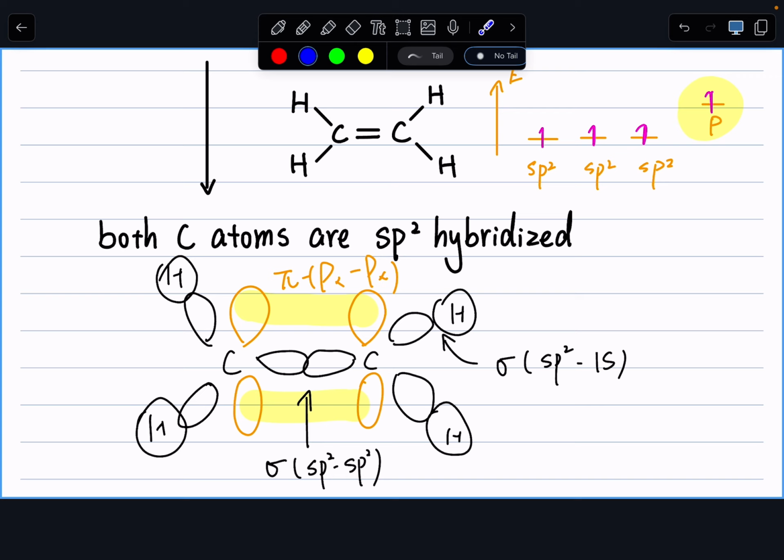That's why later on when we talk about alkene chemistry, we see these pi electrons are nucleophilic, because they are pretty exposed and ready to react with an electrophilic center. Knowing where these pi electrons are is important, and that's why we're talking about it right now.